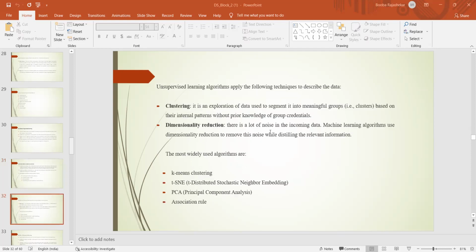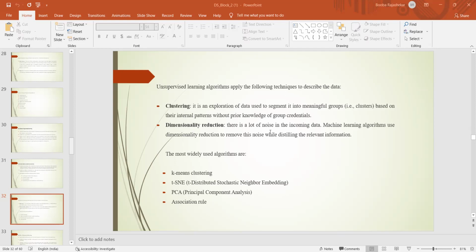The unsupervised learning algorithms apply the following techniques. One is clustering, another one is dimensionality reduction. Clustering is an exploration of the data used to segment it into meaningful groups based on their internal patterns, without prior knowledge of group credentials.